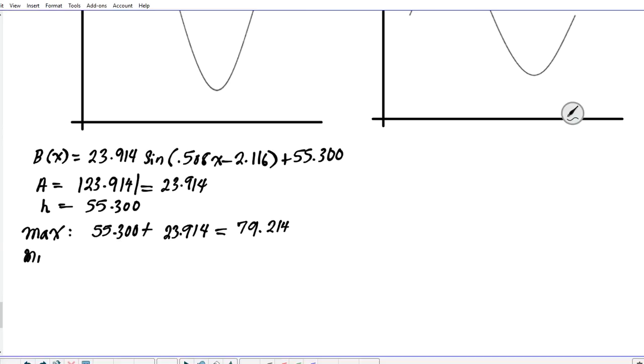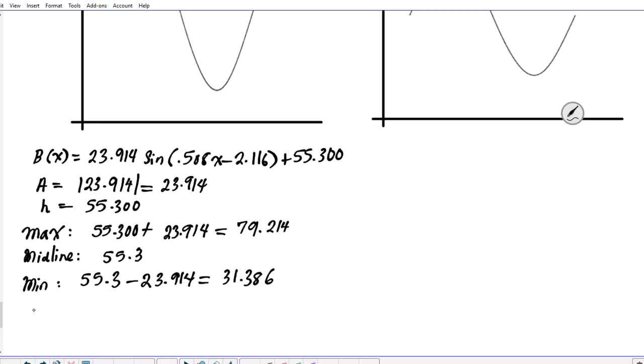And then the midline is basically your h value, which is 55.3. These are all y values, by the way. Okay. And then your minimum is the midline, 55.3, minus the amplitude, minus 23.914, which comes out to 31.386.